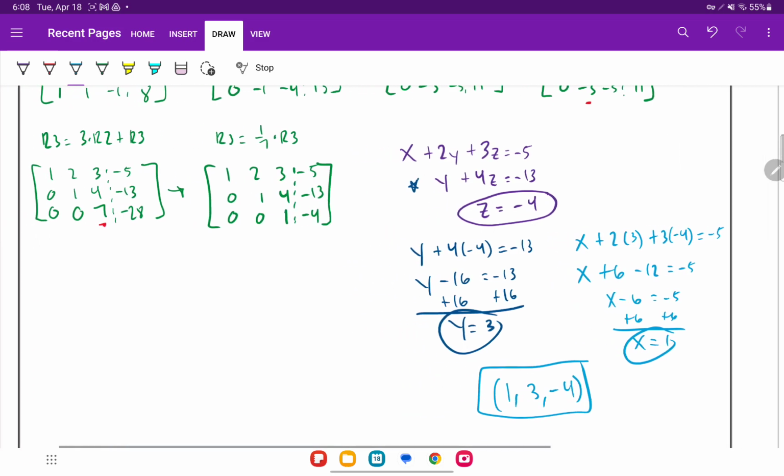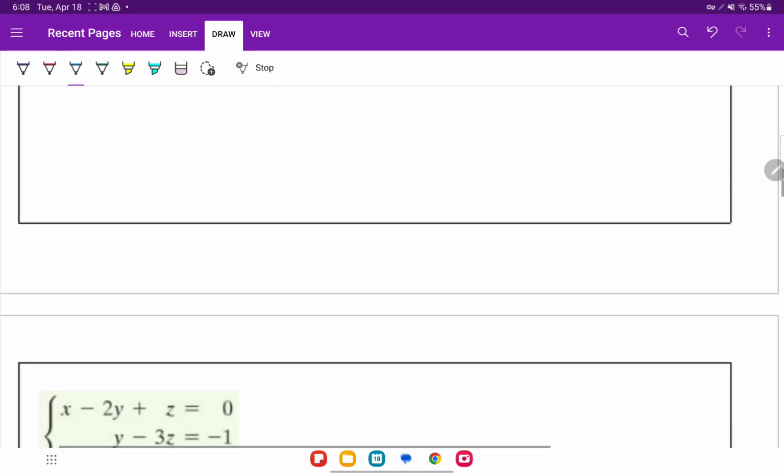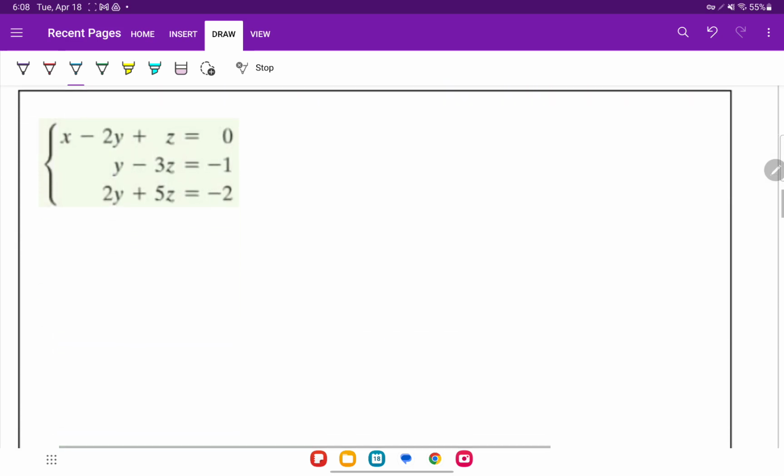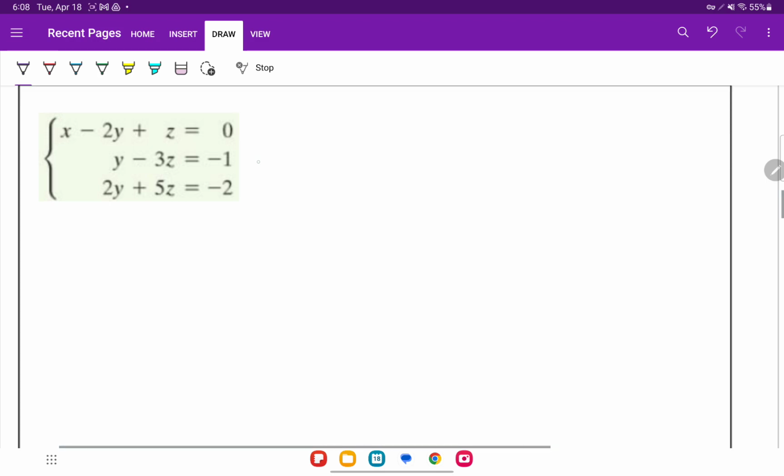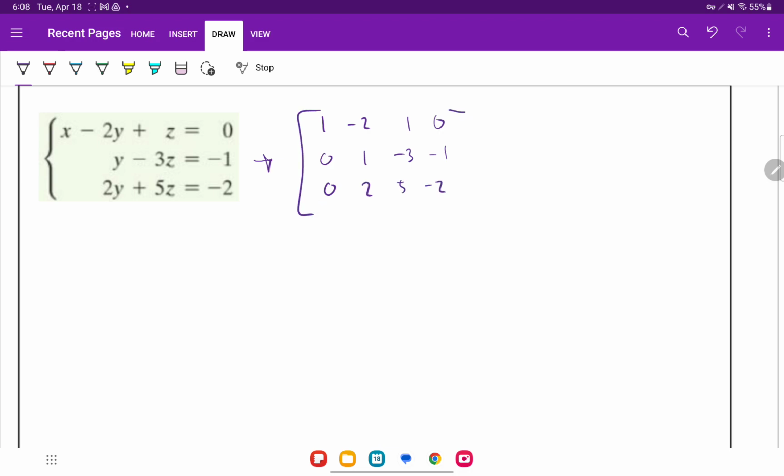All right, that's question number 1. And let's go to the next one. So for this one here, we're going to convert it to its augmented matrix. So we have 1, negative 2, 1, and 0. 0, 1, negative 3, negative 1. 0, 2, 5, and negative 2. All right, again, the first one's already done, and the whole column is already 0, so we're good here. The second one, you'll notice it's a 1. That one's already done.